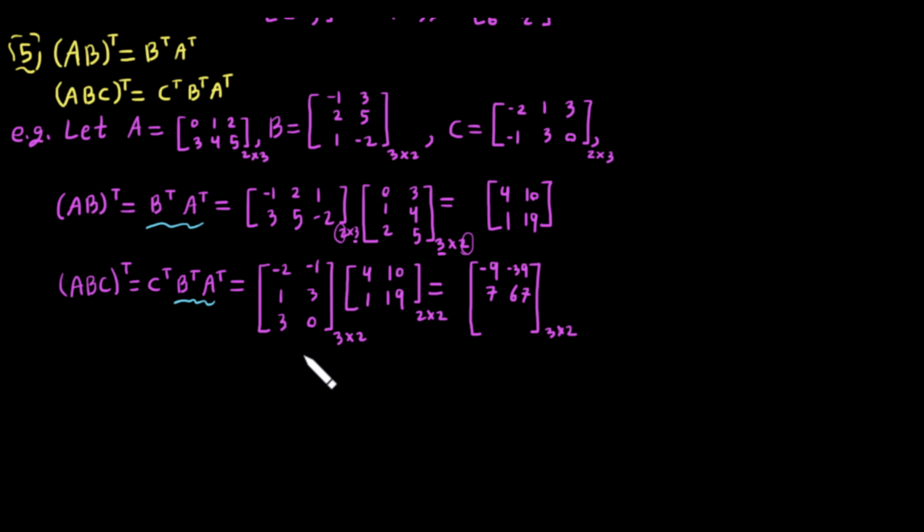To find this element here, I have to multiply this row by this column. 3 multiplied by 4, which is 12, plus 0 multiplied by 1, which is 0, 12 plus 0, which is 12. So here I have to write 12.